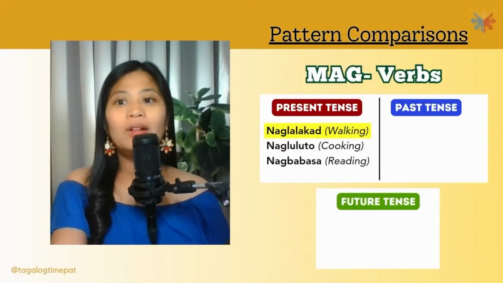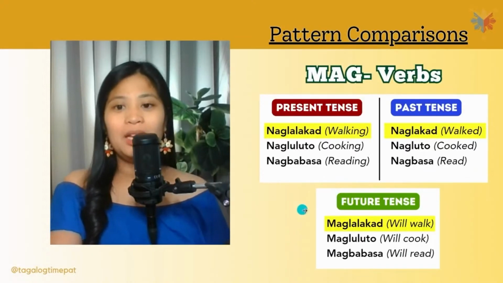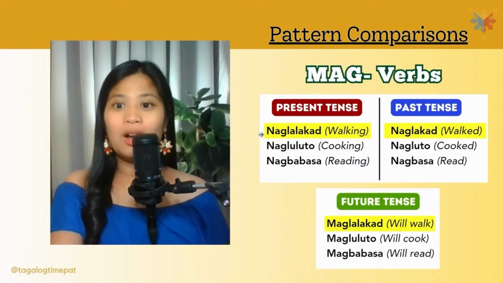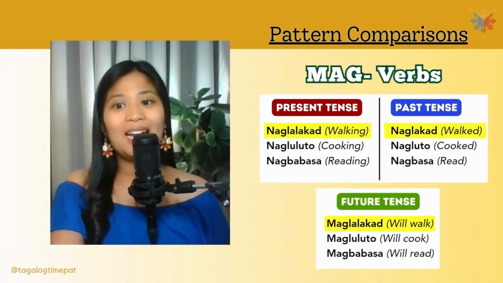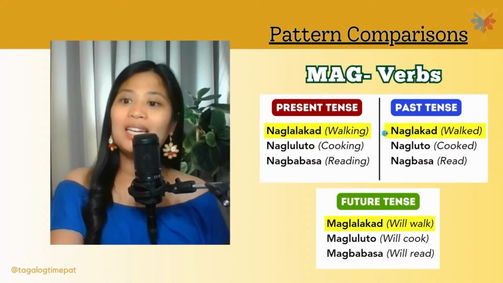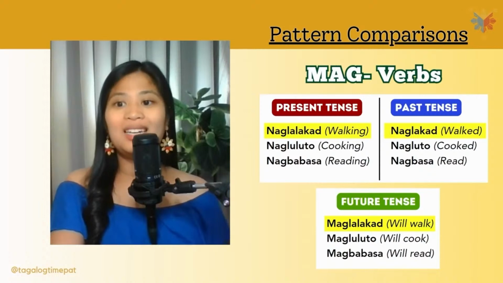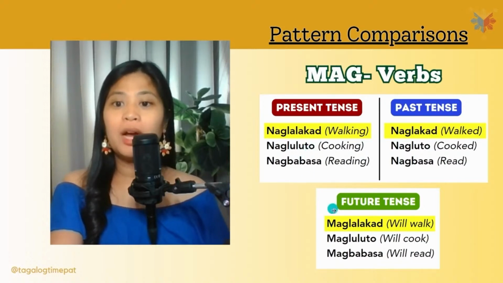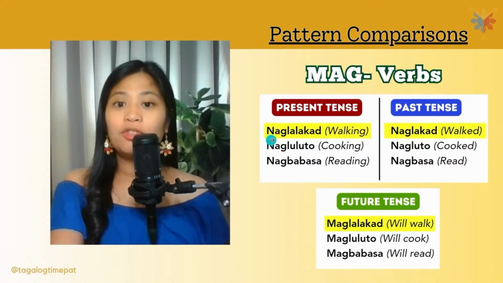So let's compare all of these tenses together. And let's just take a look at the highlighted ones. So in the present tense, to walk, it is naglalakad. That means walking. In the past tense, to walk is naglakad, walked. In the future tense, it's maglalakad. That is will walk. So future tense and present tense are very similar for mag verbs. The only difference is the first letter.